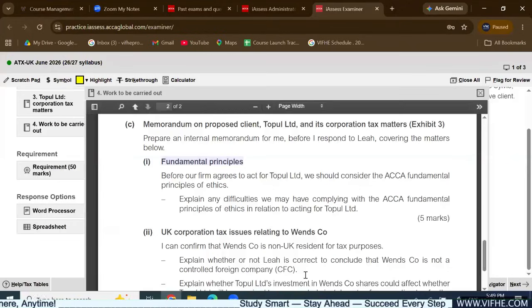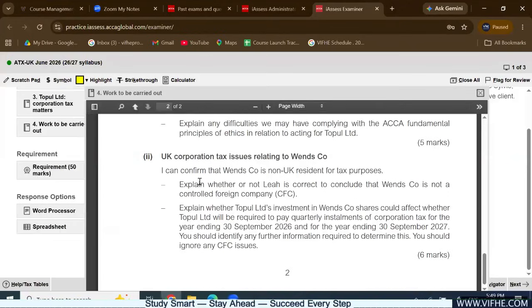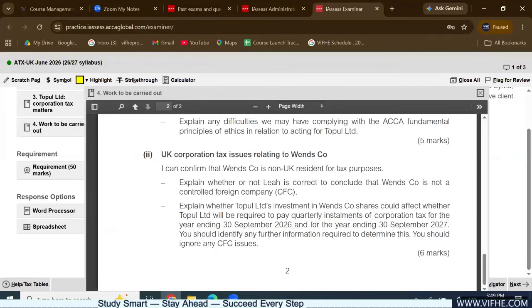Now, what we have next is requirement C2, which is worth 6 marks. And here we will be dealing with UK corporation tax issues relating to Vendsco. So this is an overseas matter that we will be discussing. I can confirm that Vendsco is a non-UK resident for tax purposes. So Vendsco is a non-UK resident company, and we need to explain whether or not Lee is correct to conclude that Vendsco is not a controlled foreign company, a CFC.